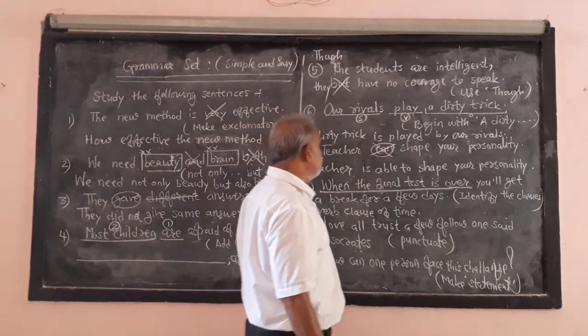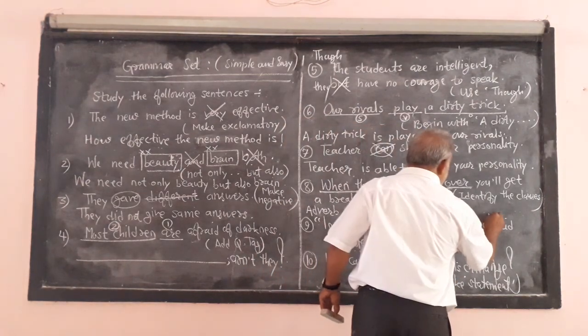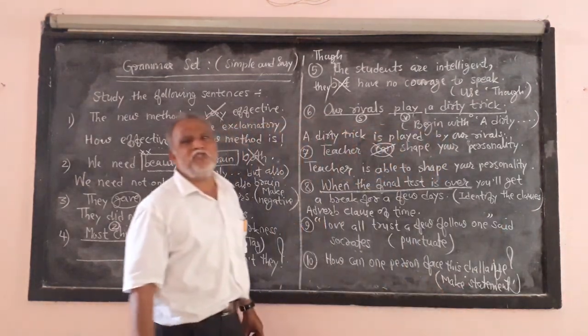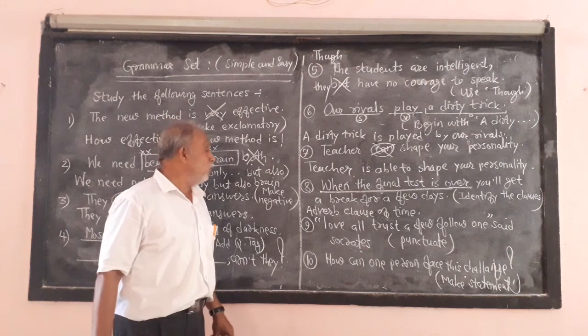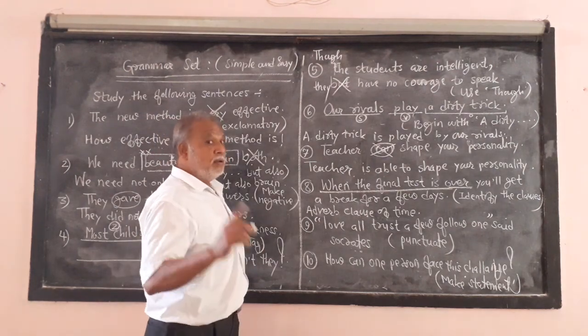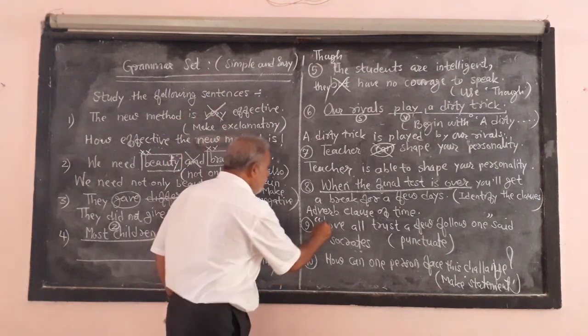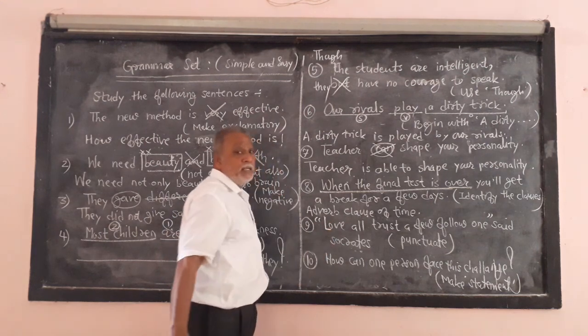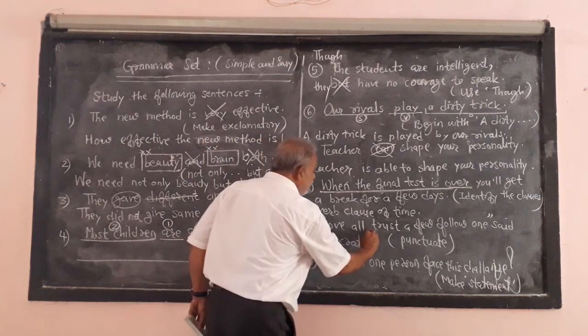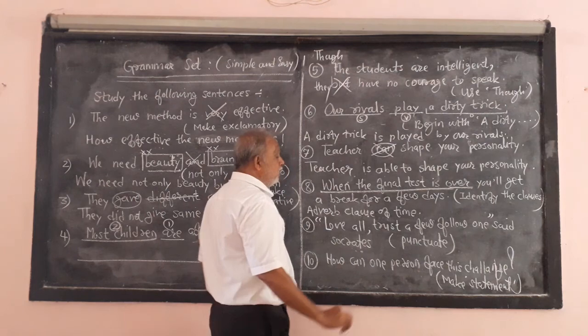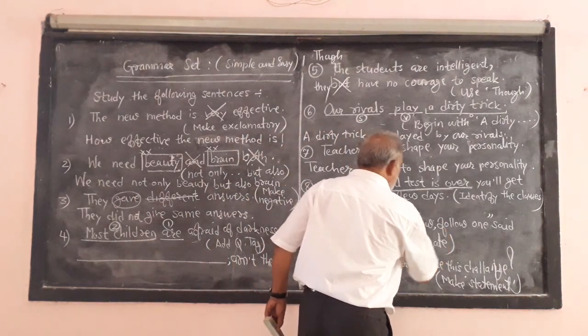Find out the spoken sentence and keep it in inverted commas. Love all, trust a few, follow one. This is the spoken sentence, so that should be placed inside inverted commas. Now, other punctuation marks. The beginning of a sentence is always capital. First point is covered, comma. Second point is covered, comma.